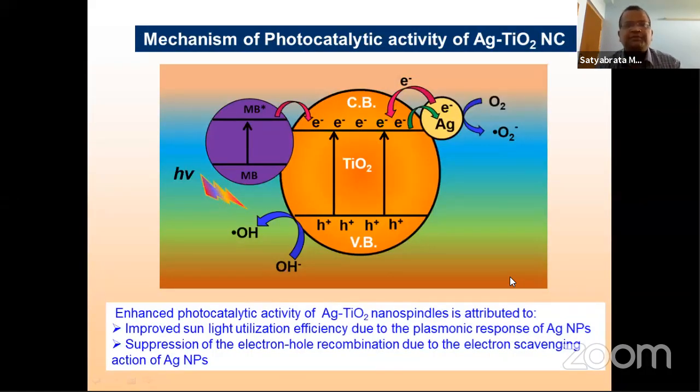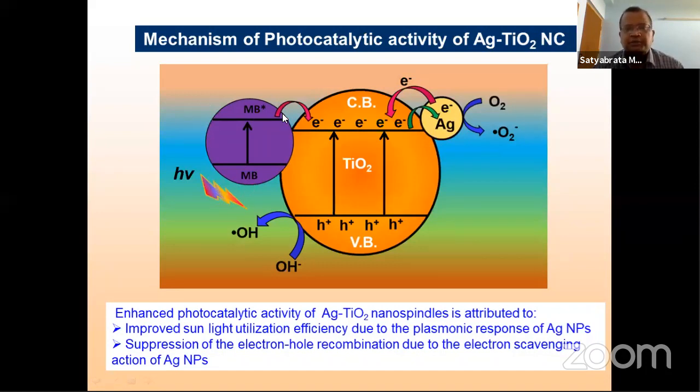Now, the mechanism of this activity is interesting, because when you decorate a metal oxide with a plasmonic structure, and you have a molecule like a pollutant, one has to consider what happens when light is incident on such a system. When light is incident on the semiconductor, electrons are excited into the conduction band. So you have photogeneration of electrons and holes. Holes are there in the valence band.